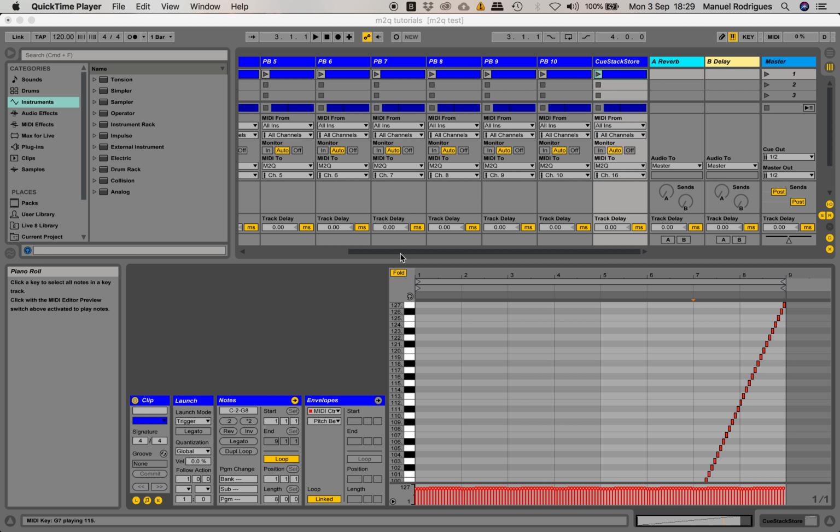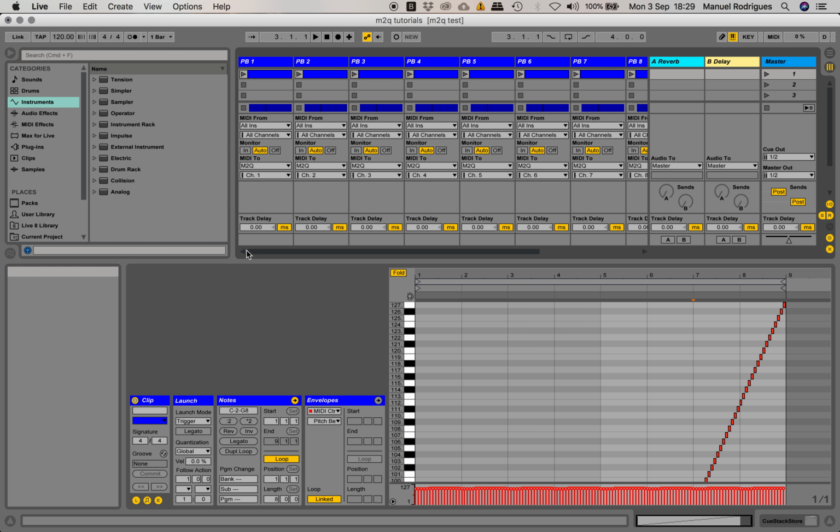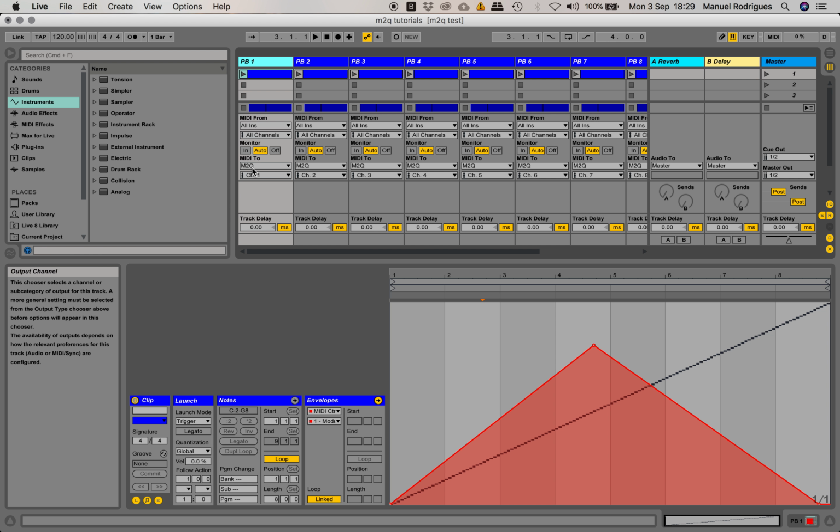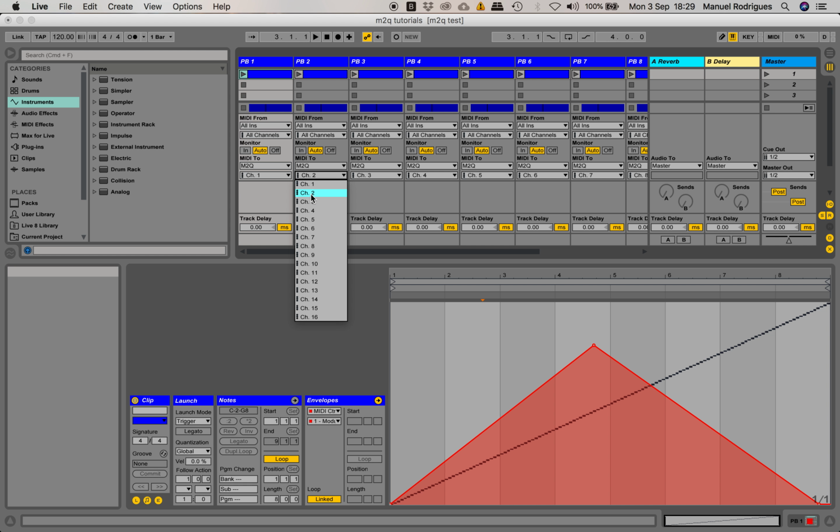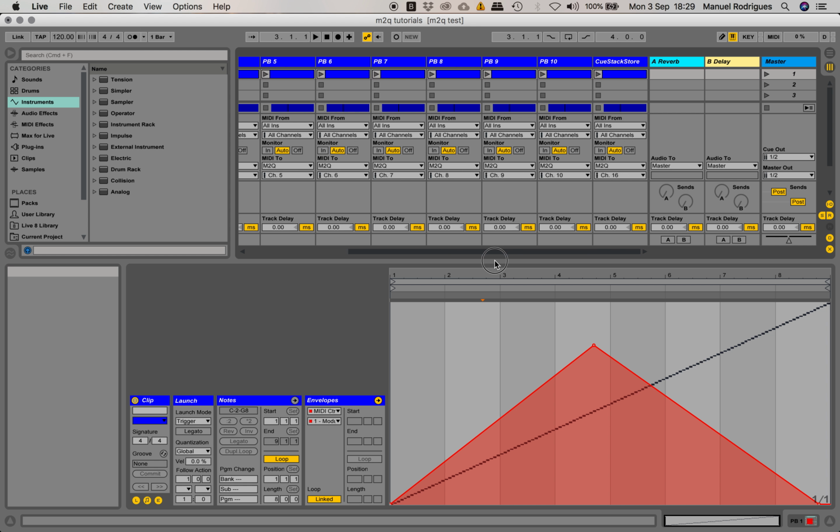You might know by now that selecting MIDI channel number 1 in a MIDI track makes it send its corresponding MIDI data to playback number 1, and channel number 2 to playback number 2, and so on all the way up to playback number 10. There is something special with MIDI channel number 16.